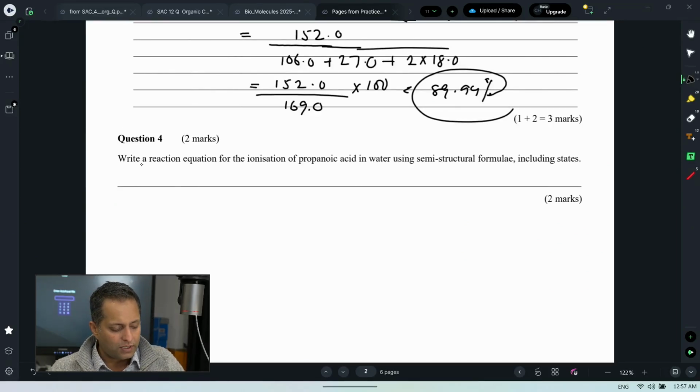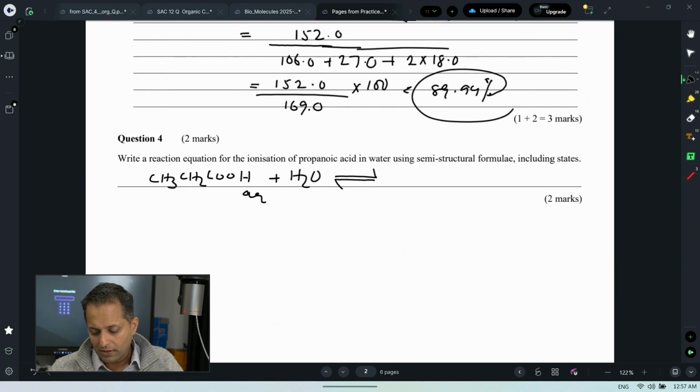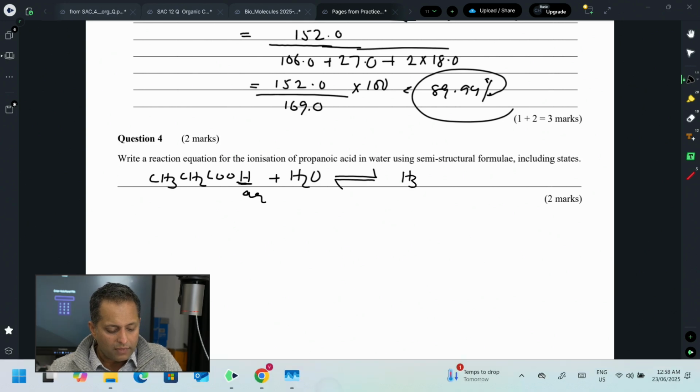Ionization, a simple question. In this case, we have propanoic acid, CH3CH2COOH. Propanoic acid ionization is an acid-base reaction. It is aqueous. Then you have water, which has to be a liquid. The acid in this acid-base reaction is a weak acid, so it's not the double arrow. This hydrogen is going to be given away to water. Water is going to become H3O+, hydronium, aqueous.